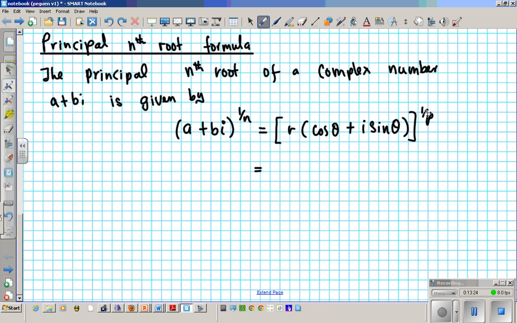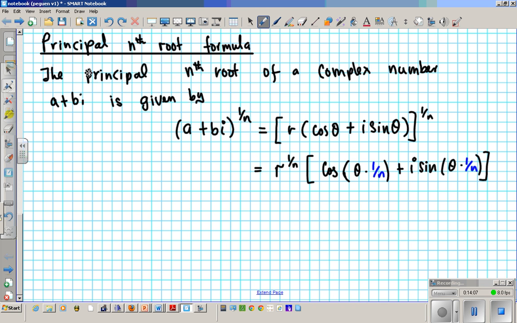Remember De Moivre's theorem, you raise the absolute value to the power. That's exactly what you do here. You raise the absolute value to the nth root, and then we're going to multiply each angle by the root, theta times 1 over n. It's exactly the same as De Moivre's theorem, only the difference here is that it's a reciprocal, a fractional multiplier or power that we're using. So this is what the principal root formula is.